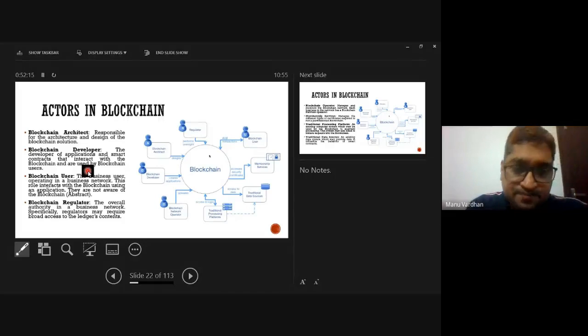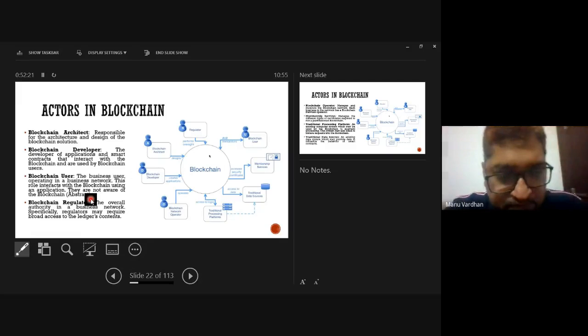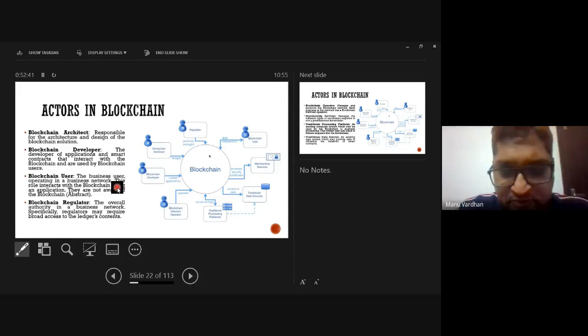Though it is something logical, you can't touch it and you can't feel it, it is an interface that you can visualize, and it can be a web interface or an Android based interface. So the blockchain developer gets this purpose fulfilled for the user. They develop the applications by which we can interact with the blockchain, and they are also responsible for writing the smart contract.